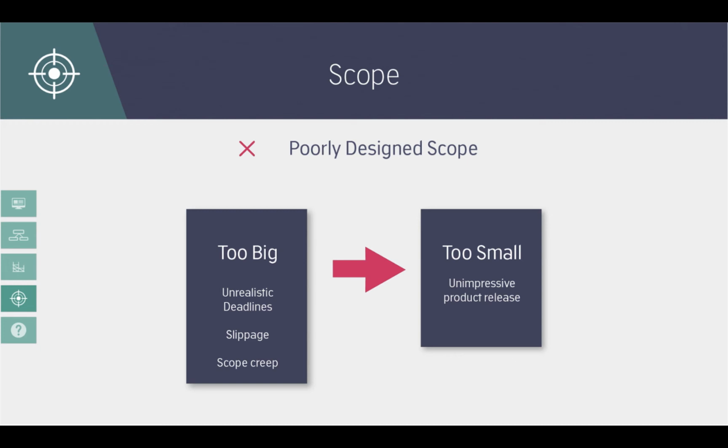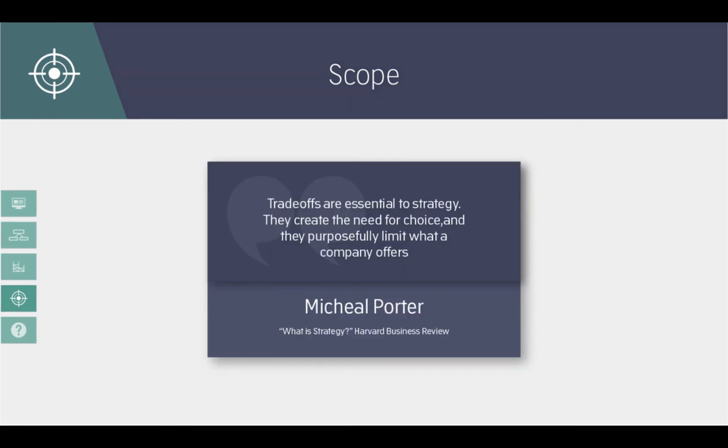On the other hand, if your scope is too small, you may build a product that's pretty unimpressive. It may be just a single page website with a list of your achievements and a paragraph of text, say. Here's a quote to bear in mind. Trade-offs are essential to strategy. They create the need for choice and they purposefully limit what a company offers.